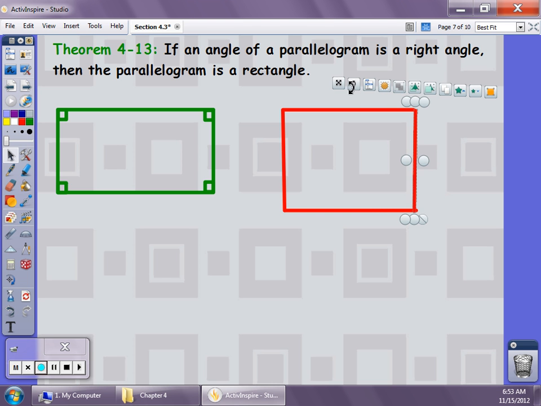So as you can tell, if I move this around, the only way that I can keep both pairs of parallel sides congruent is to go ahead and make all 4 angles 90 degrees. So therefore, if we have one right angle, by default, all 4 angles are also going to be 90 degrees, which makes this parallelogram a special parallelogram, which is a rectangle.